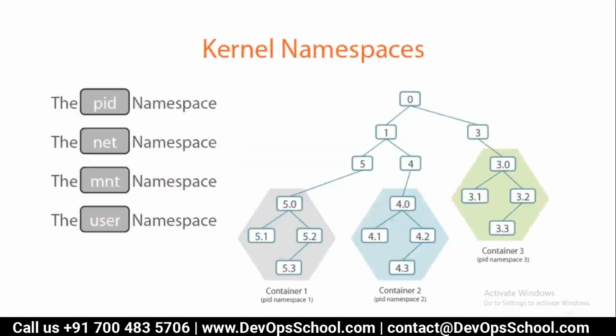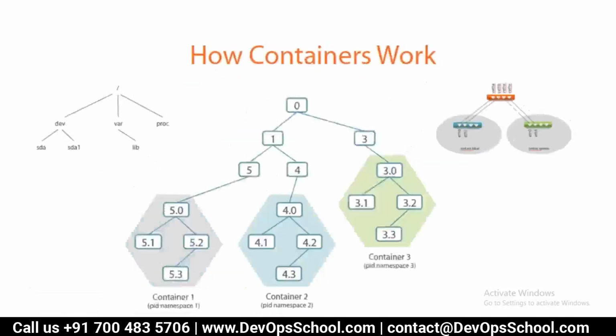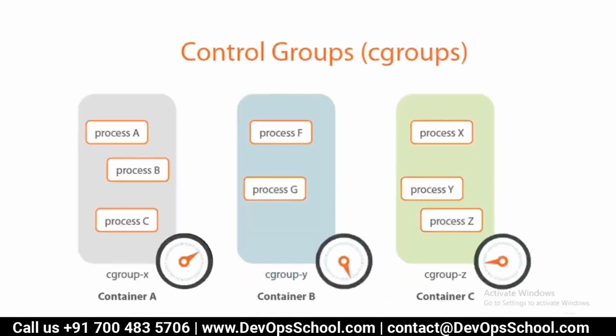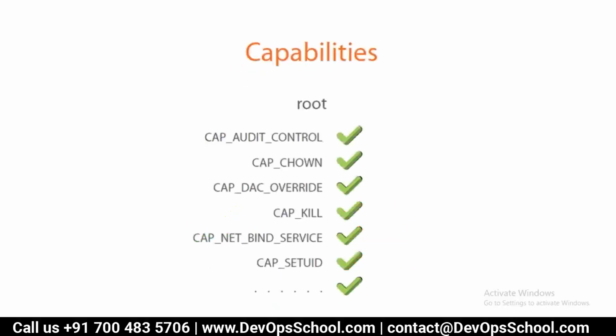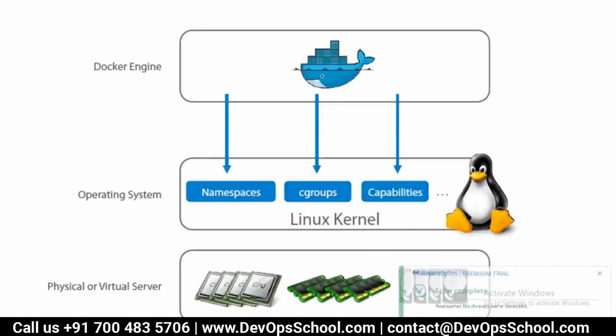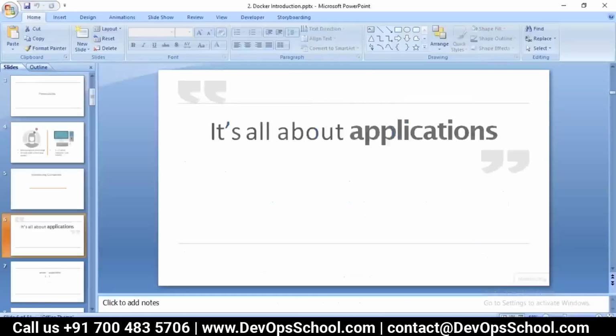So now the thing is we need some tool which can duplicate the network, PID, network, MNT, users, permissions, RAM allocation, CPU allocation, and permissions, capabilities. Who can do that? So Docker. Docker is a tool which interacts with the kernel.